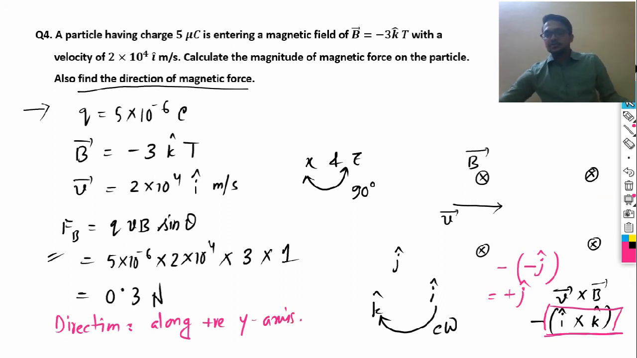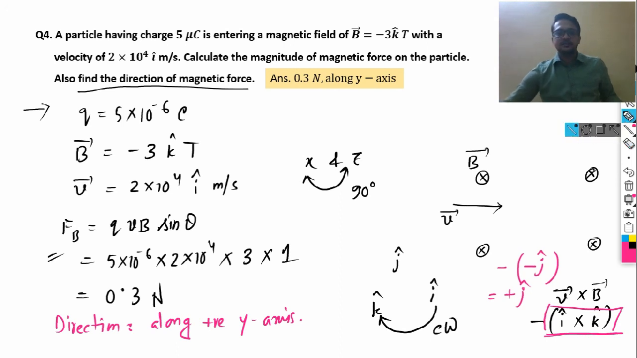Clear? So let's see the solution. The solution is, you all can see, 0.3 Newton along the y-axis. Y-axis means obviously positive y-axis. Okay. So in this way we have to solve.